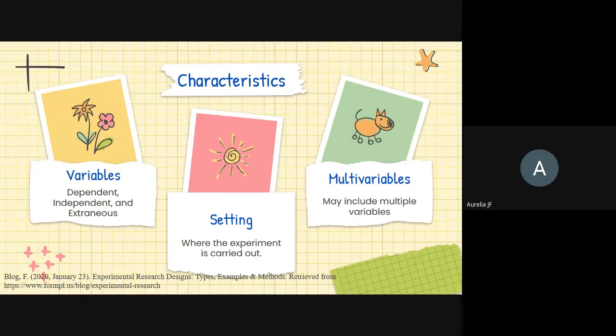Second, setting. Setting is where the experiment is carried out or conducted. Many experiments are carried out in the laboratory, where control can be exerted on the extraneous variables. The last one is multivariables, which means it may include multiple variables, like the definitions before.